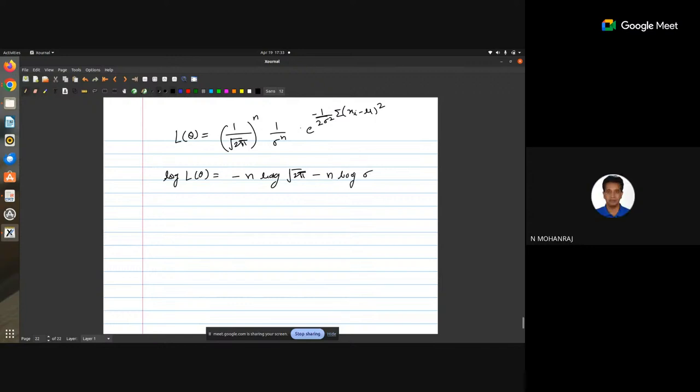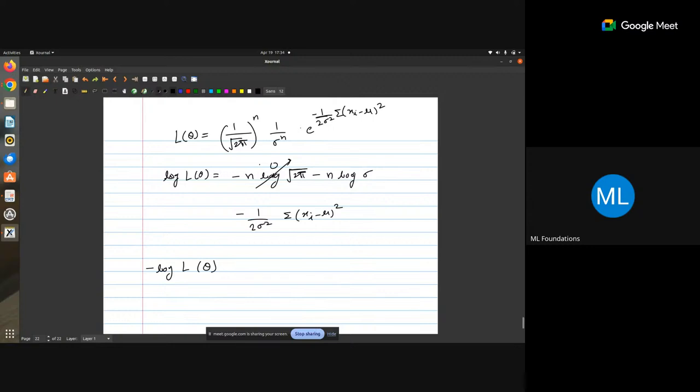So the first part will become zero, is it? This becomes zero. Okay. And next will be what? Again, this will become minus 1 upon 2 sigma square summation of xi minus mu whole square. Log of e becomes 1. Why did the first part become 0? Log of any constant is 0, right? Root 2 pi basically is a constant. Log of a constant is zero.